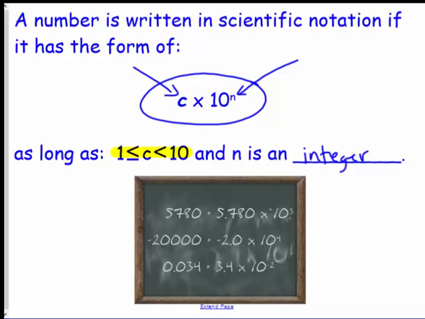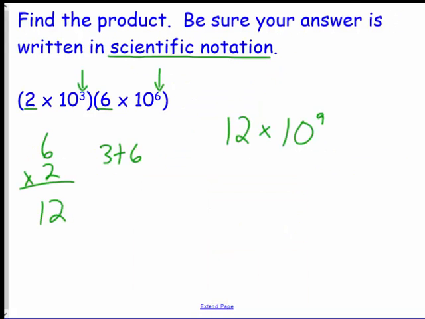the C value, the number out in front, has to be somewhere in between 1 and 10. It can be equal to 1 or greater than 1, but it has to be less than 10. It cannot be 2 digits. So when I look at this number, 12 times 10 to the 9th, well, 12 is too big. This is the hardest thing for kids to figure out. I want you to watch very carefully, but I have to make 12 a smaller number.